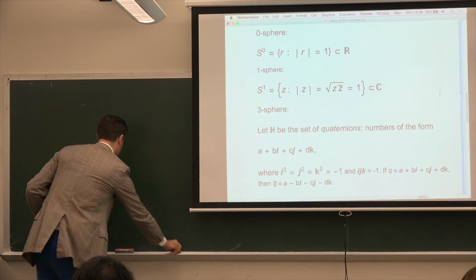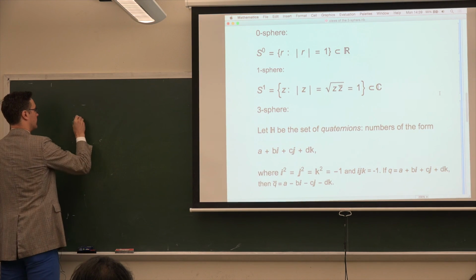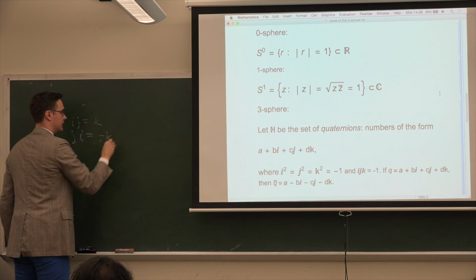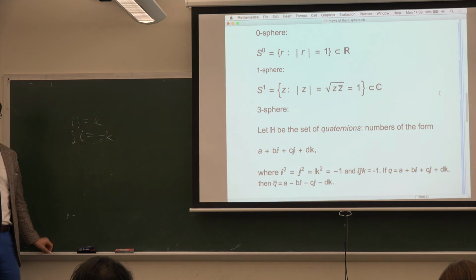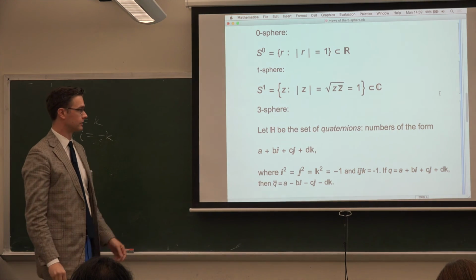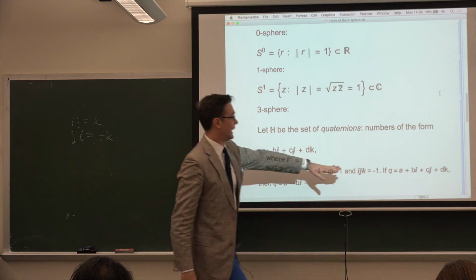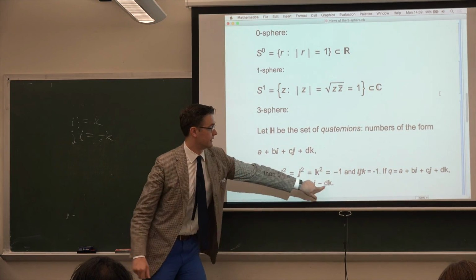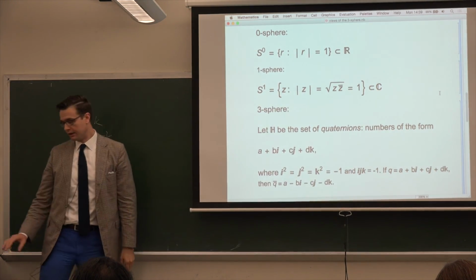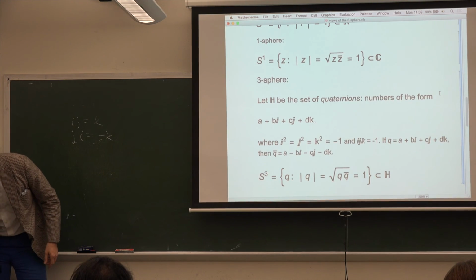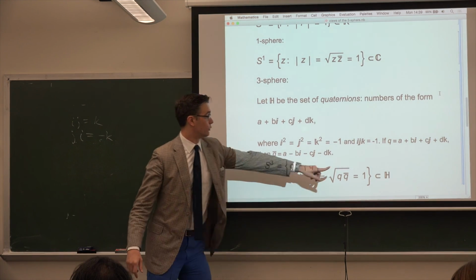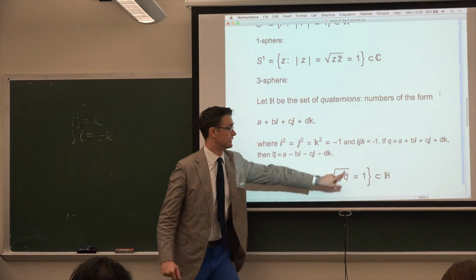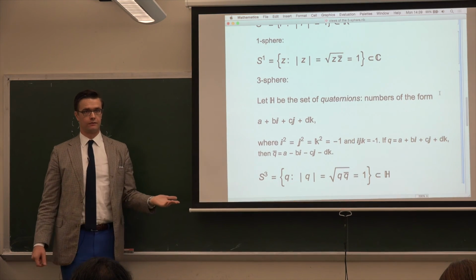If you take i times j, for example, you get k, but if you take j times i, you get minus k, which is kind of frustrating, but that's how it works. But then if you have a quaternion that looks like this, you can take its conjugate just by putting minus signs where you had plus signs before. And then again, the three-sphere is the set of quaternions whose modulus, in the sense of taking the quaternion times its conjugate and taking the square root, is equal to 1.